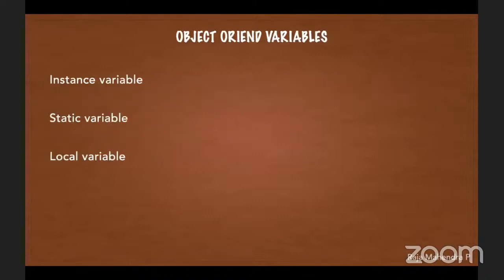Moving to the next one, object oriented variables. In normal function based programming languages, we talk about local variables and global variables. But in object oriented programming, there are different types of variables: instance variable, static variable, and local variable. Now I'm going to create a program to differentiate these variables: what is the instance variable, what is the static variable, and what is the local variable.